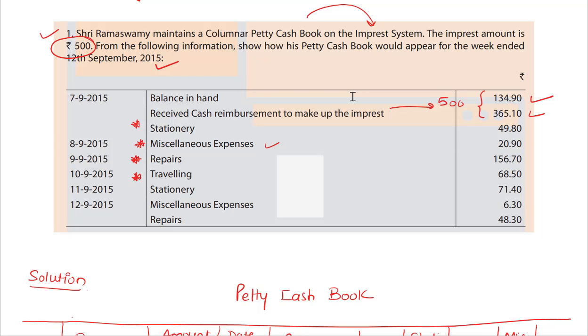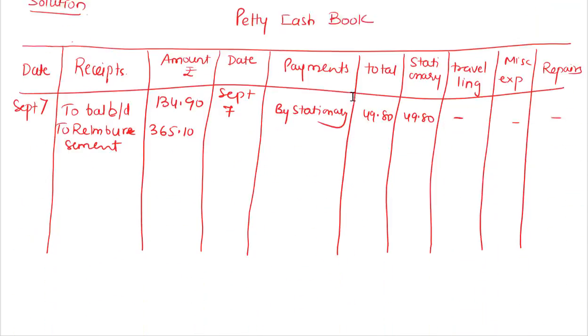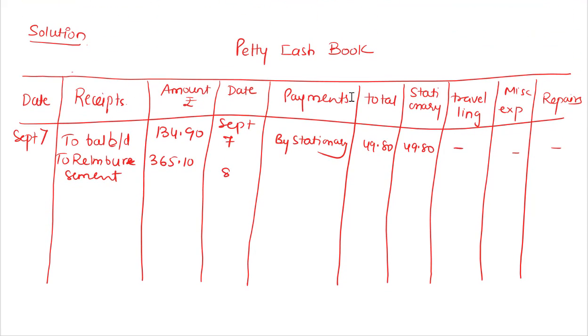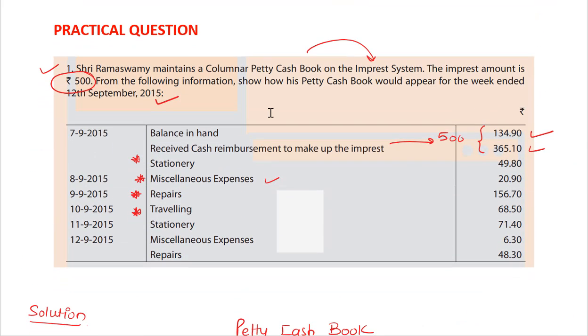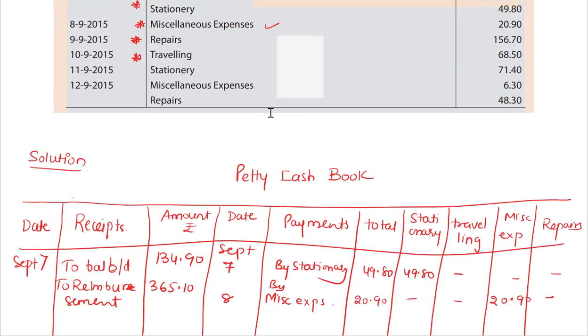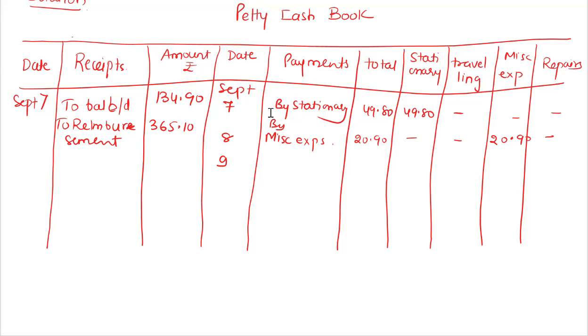On 8th of September 2015, miscellaneous expenses 20.90. By miscellaneous expenses 20.90. In miscellaneous we have written 20.90. On 9th September, repairs 156.70. Put it in repair 156.70.